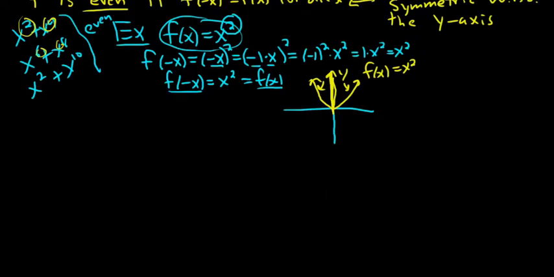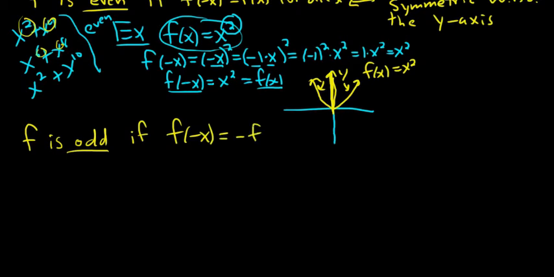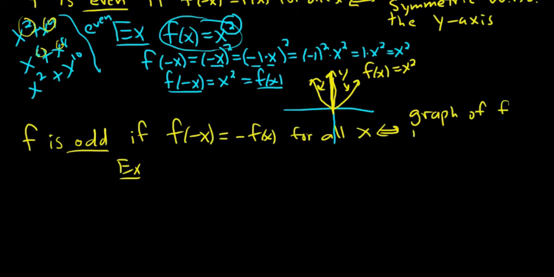Let's talk about odd functions now. So f is odd if, whenever you plug in negative x, you get back negative f of x. And this has to be true for all x in the domain of the function. Graphically, what does this mean? This means that the graph of f is symmetric with respect to the origin.